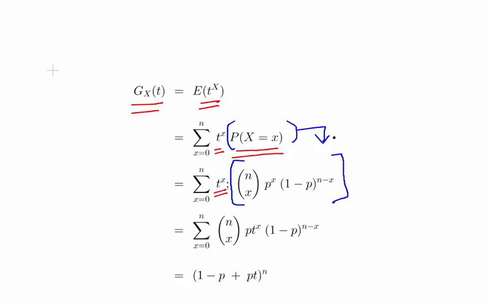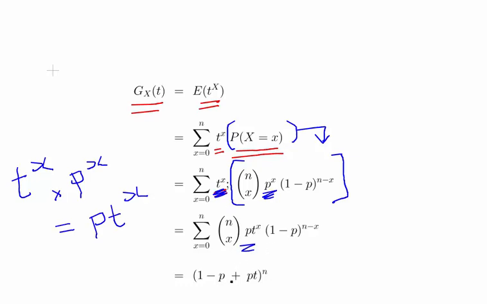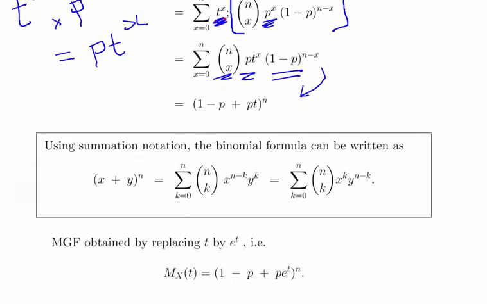Now we can try and tidy things up as much as possible. Here we have t to the power of x and p to the power of x. So t to the power of x times p to the power of x we can rewrite as (pt) to the power of x. And we have (1 minus p) to the power of n minus x there, and the binomial coefficient. There we use the binomial theorem to re-express it. So that's the binomial formula.